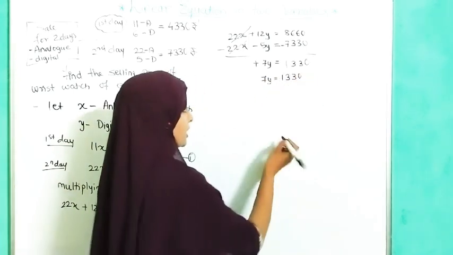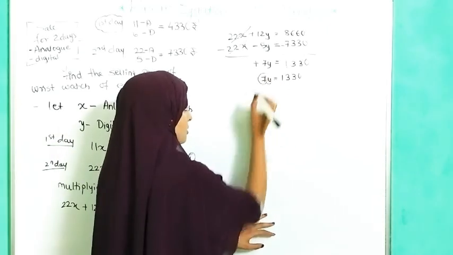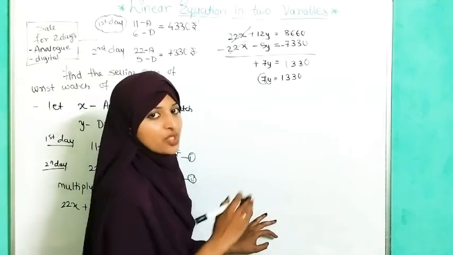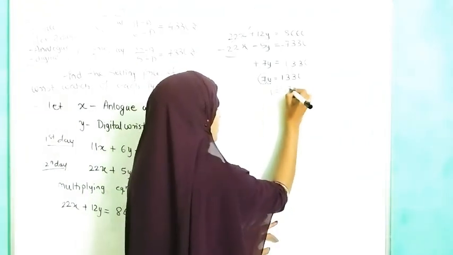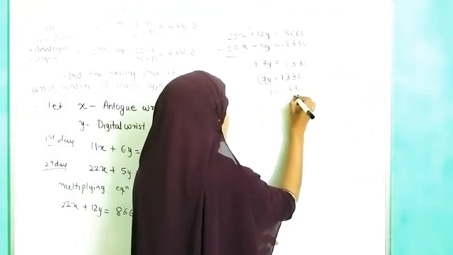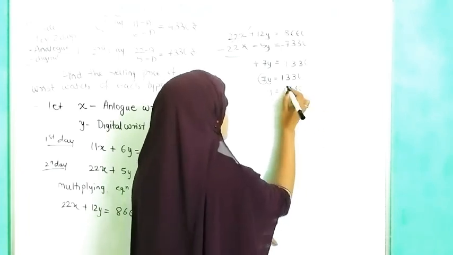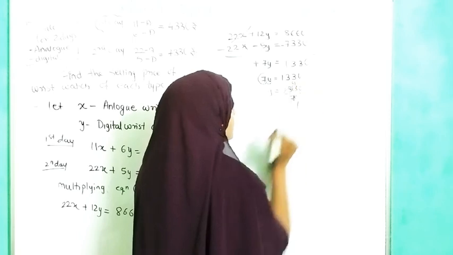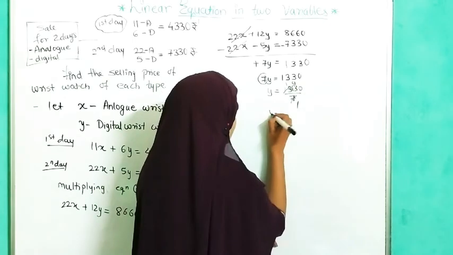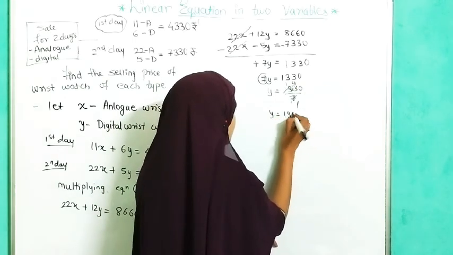1,330. Then this 7 is in multiplied form here. If we shift it, it becomes divided. Means y is equal to 1,330 divided by 7. 7 ones are 7, 7 nines are 63, and as it is 0, means y is equal to 190.